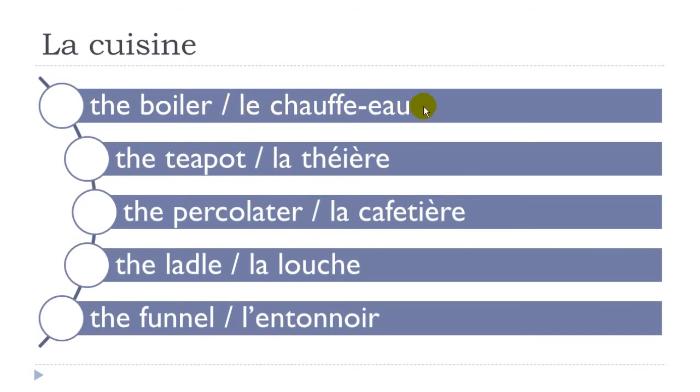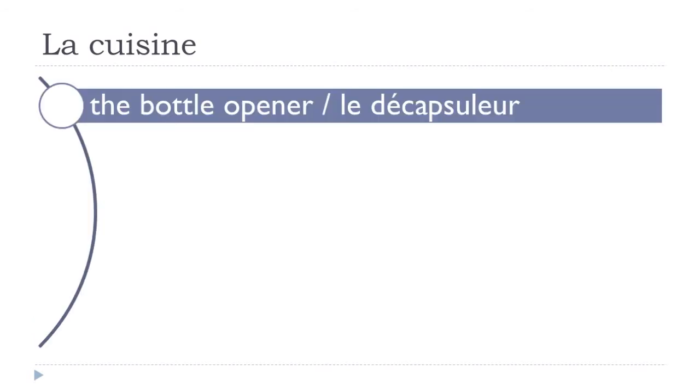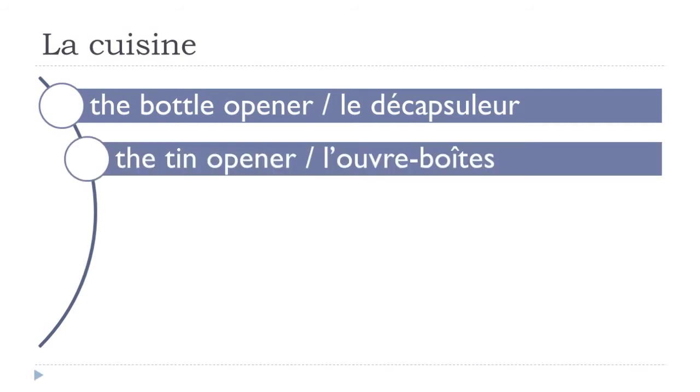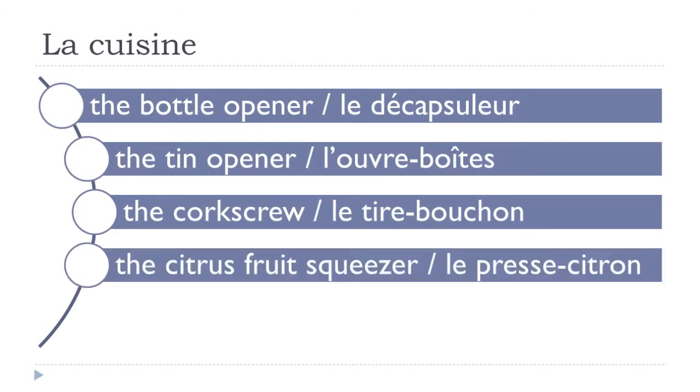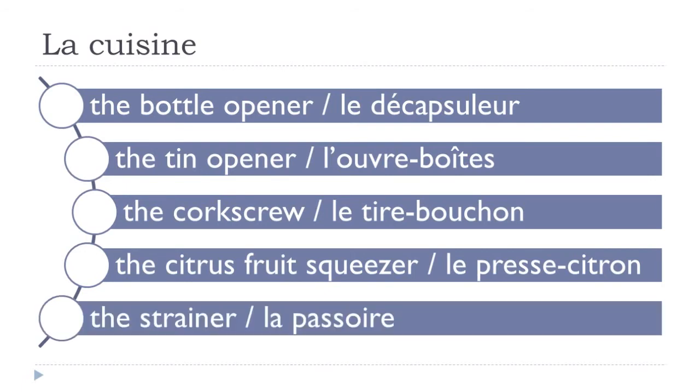Okay, let's see them one more time. Le chauffe-eau. La théière. La cafetière. La louche. L'entonnoir. Le décapsuleur. L'ouvre-boîte. Le tire-bouchon. Le presse-citron. La passoire. Alright, let's repeat them together.